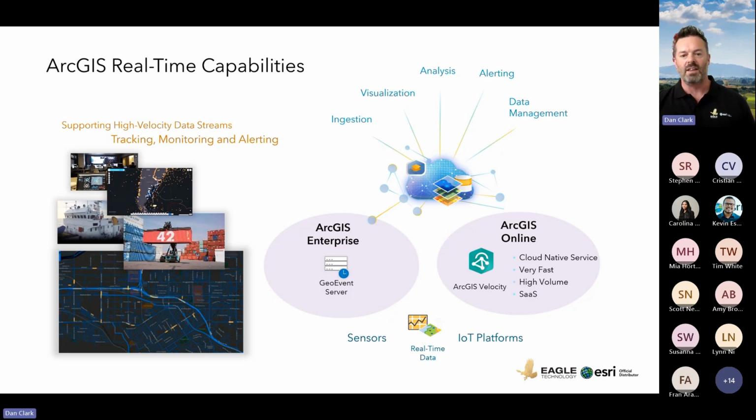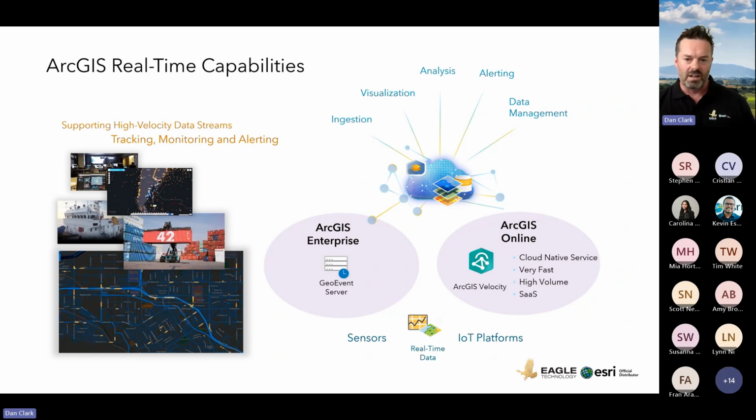ArcGIS GeoEvent Server, on the other hand, is a capability server that provides real-time capabilities in ArcGIS Enterprise. So it provides a self-hosted server-based solution for ingesting, visualizing, and analyzing real-time data. And because often real-time data can be sensitive, the option for a self-hosted solution is great for organizations to deploy these real-time GIS capabilities in an environment that they control. So this means that they can meet their critical security and privacy or regulatory requirements.